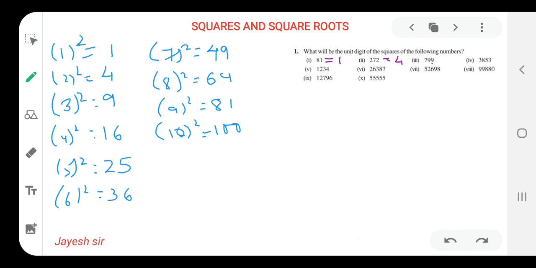So we want only one place, so the last digit, or the unit place, would be 1 for 799, because 9 squares in 799, 9 is at its unit place, and the square of 9 is 81, and in 81, 1 is at the unit place, so 1 is the answer for the unit place of the following square, 3853. Yes friends, 3853. Now 3 at the unit place, that means 3 square we know is 9, that means 9 would be at the unit place, and this is the only thing that we need to find in the question. So our answer for question number 4 would be 9. I hope you all might be getting it, friends.